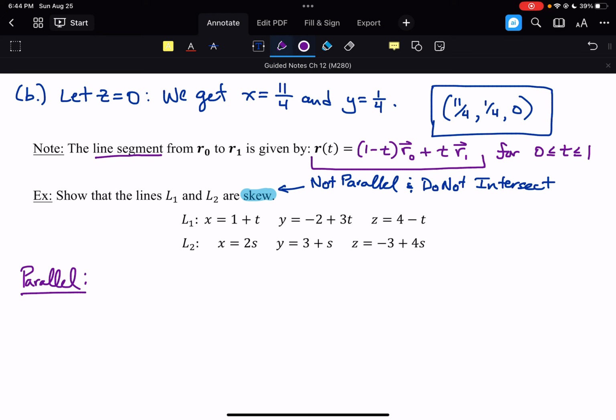To determine if two lines are parallel, we just need to look at their direction vectors. So we'll take a look at the direction vectors from L1 and L2. So again, those are the coefficients on the parameter. So that's going to be 1, 3, -1, and 2, 1, 4.